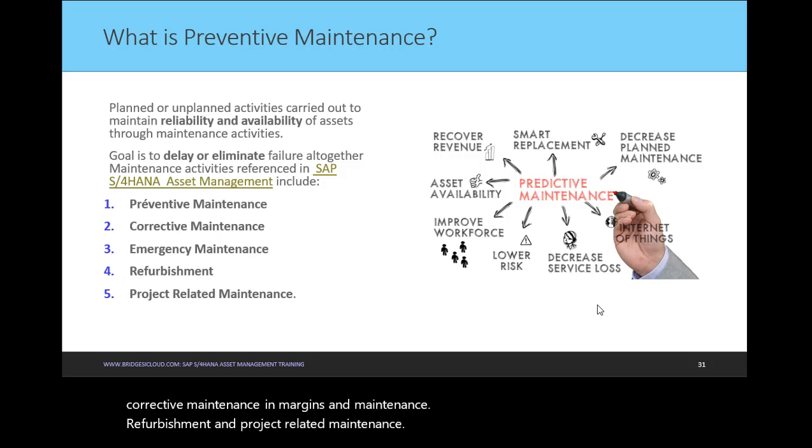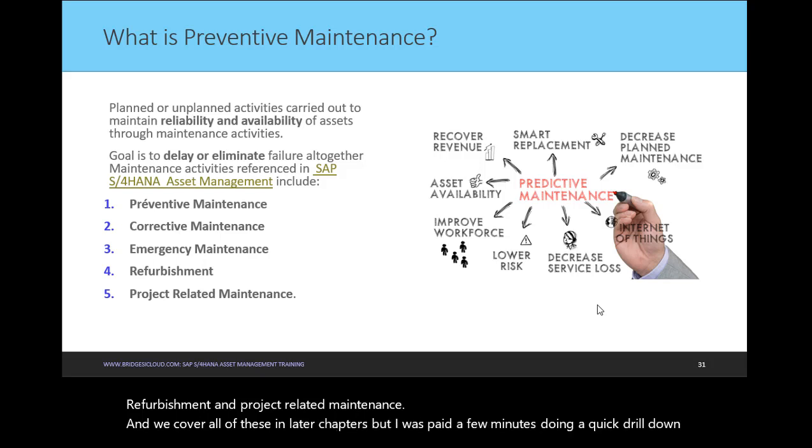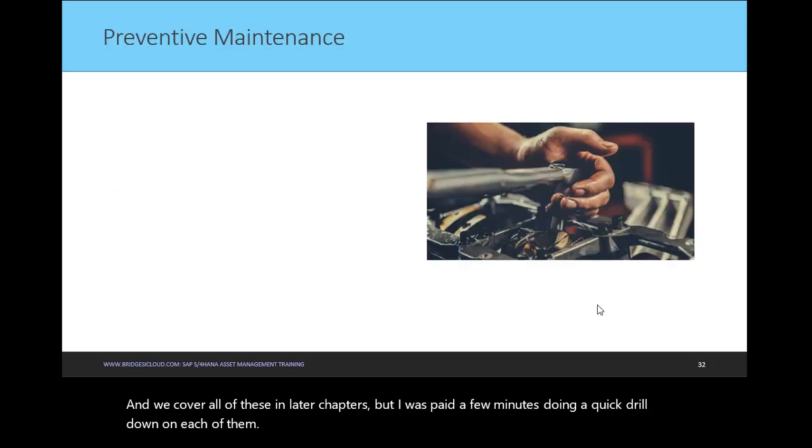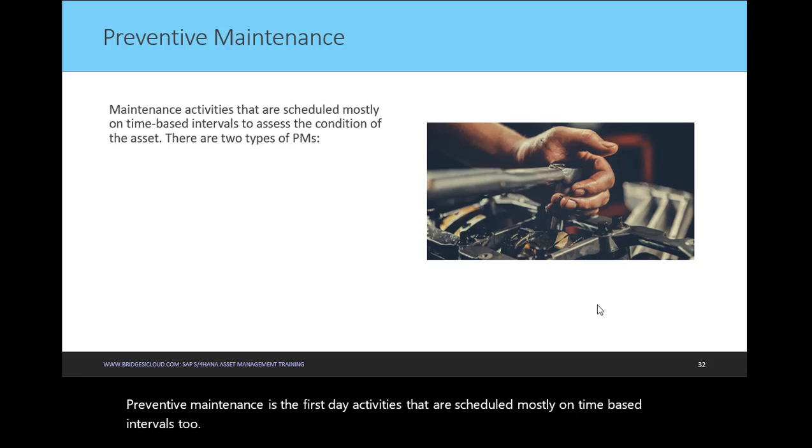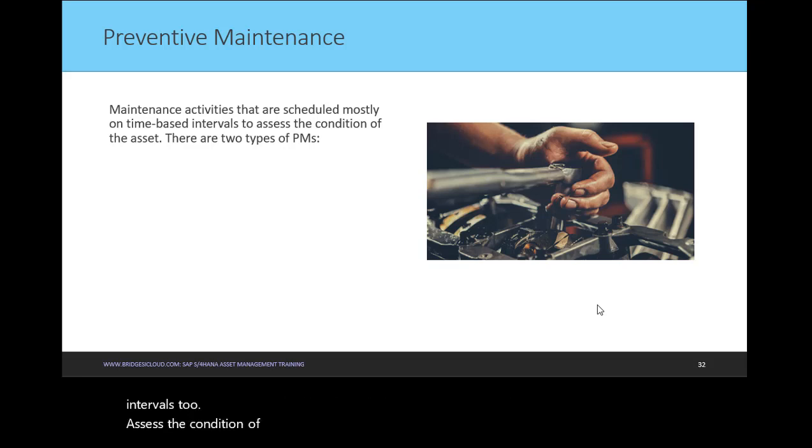And we cover all of these in later chapters, but I'll spend a few minutes doing a quick drill down on each of them. So what is preventive maintenance? Preventive maintenance refers to the activities that are scheduled mostly on time-based intervals to assess the condition of the asset. And there are two types of preventive maintenance.